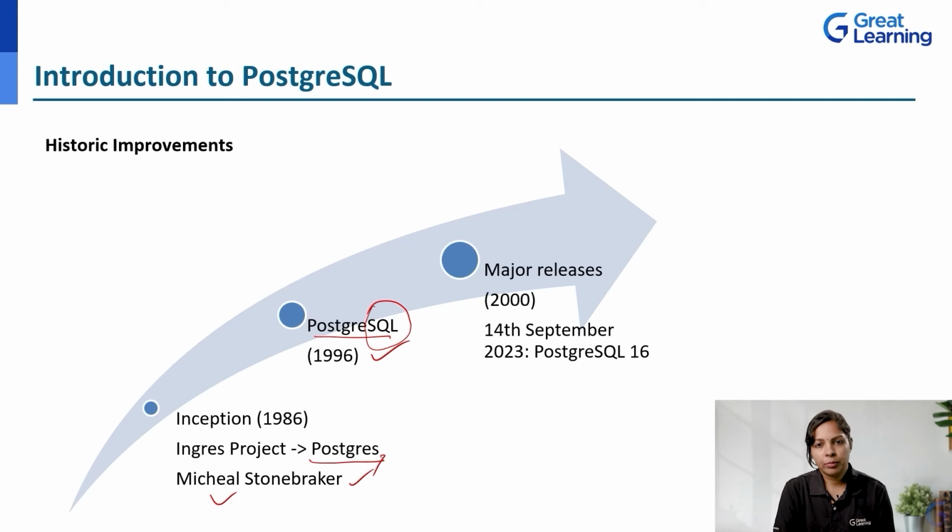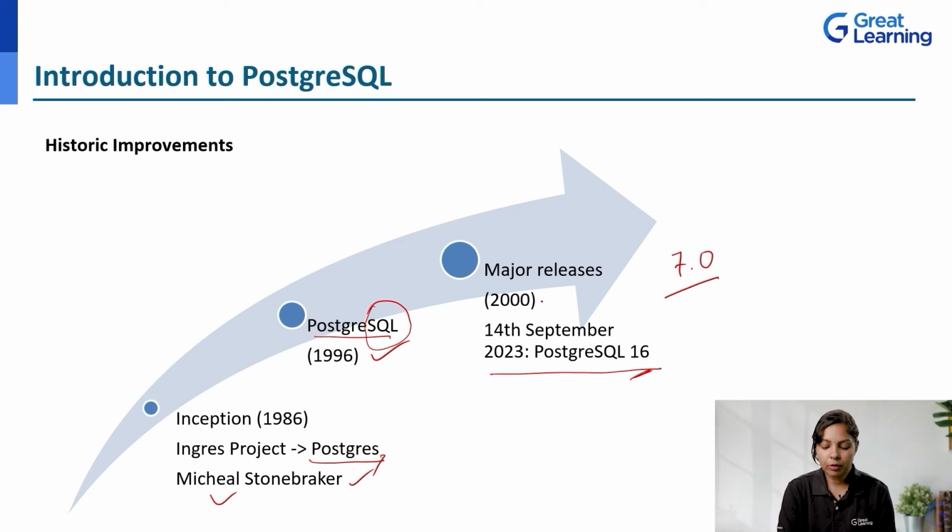Post that, there were so many releases, but earlier from 1996 to 2000, the releases were very few. There were fewer enhancements being done, or even if enhancements were done, they were minor. In 2000, the first major release was done as version 7.0, Postgres 7.0. The latest version was released on 14 September 2023, which is PostgreSQL 16. So in our hands-on session now, we'll be using PostgreSQL version 16 itself.